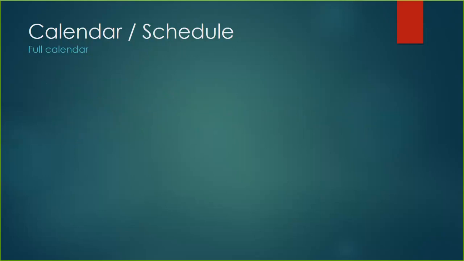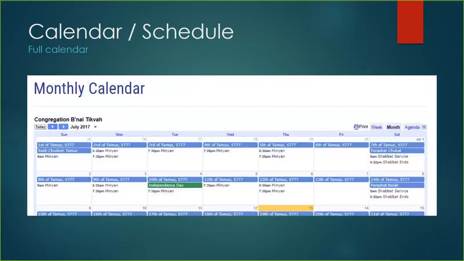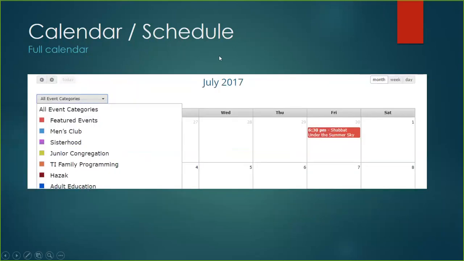Now, here are some examples of full calendars. Here's an example of a Google Calendar that is embedded right onto the synagogue's website. And here's an example of a calendar that's from an event management system, specifically for WordPress, and the calendar is sortable by color-coded category.